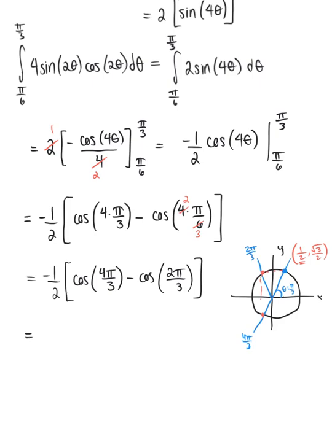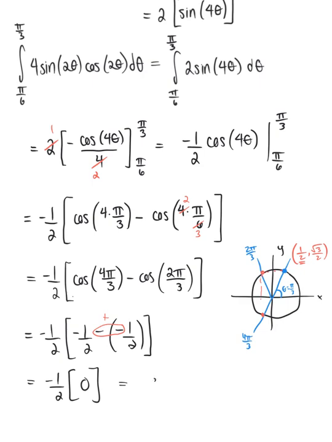So we have minus 1/2 multiplied by cosine of 4 pi by 3, which will be minus 1/2, minus cosine of 2 pi by 3, which is also minus 1/2. And so negative times a negative gives us a positive. So we have negative 1/2 multiplied by minus 1/2 plus 1/2, which is 0. So this leaves us with a beautiful final answer of 0.